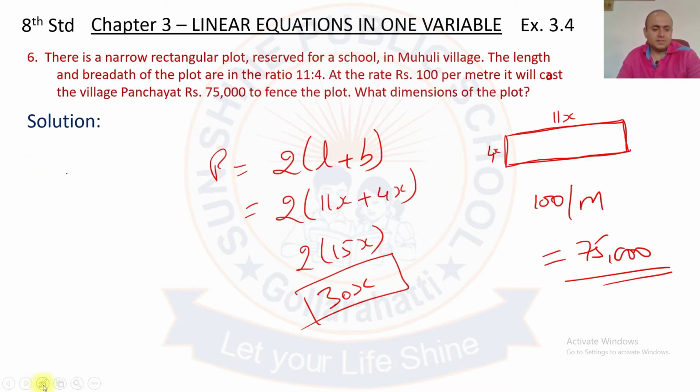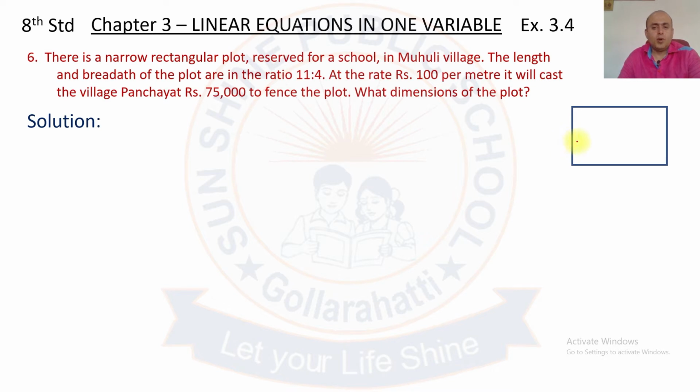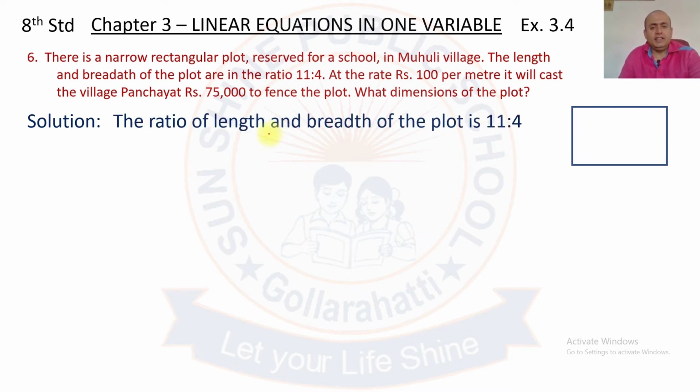Let us solve this. Here there is a rectangular plot and the ratio of length and breadth of the plot is 11:4. Let the length be 11x and the breadth be 4x. I want to find the perimeter first, because once we find the perimeter and multiply by 100, we get the total cost of 75,000.